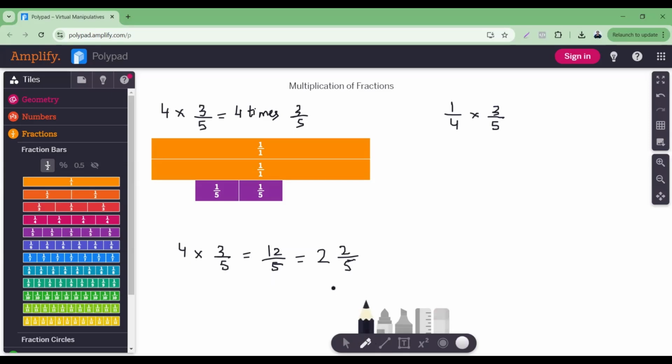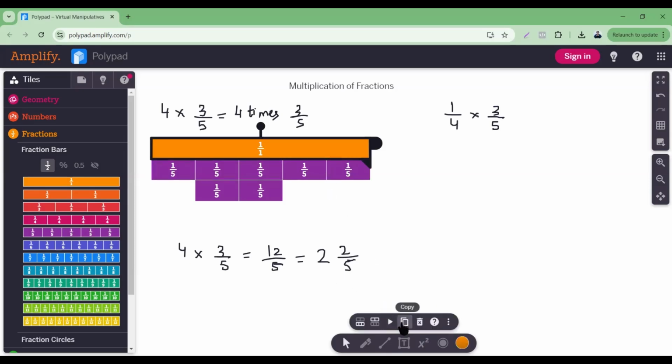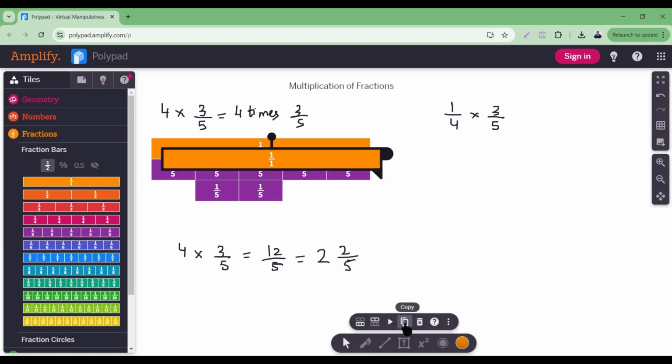So this is done. This is how we do it. Simple it is. Whatever fraction it is, that many times, how much of a number is given? 4 times 3/5. That many times I am taking it. Correct? That's all. There's no new thing I'm doing here. This is clear.